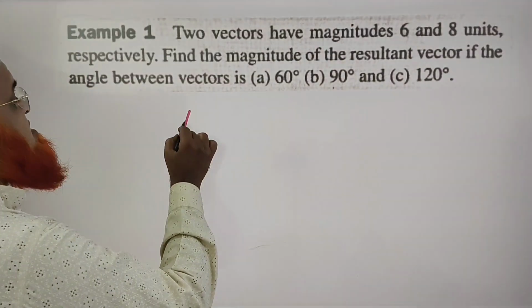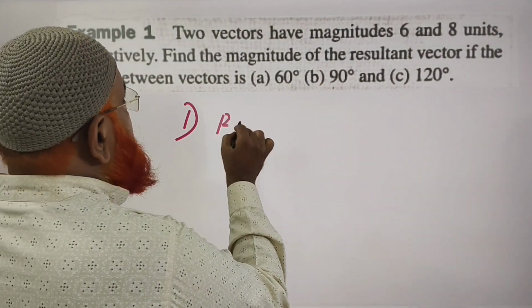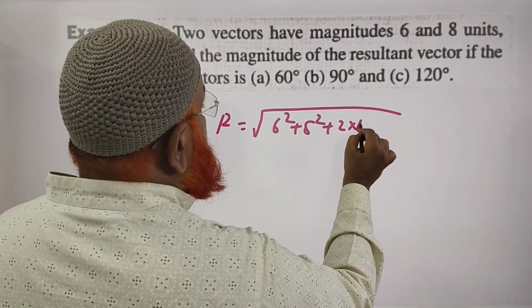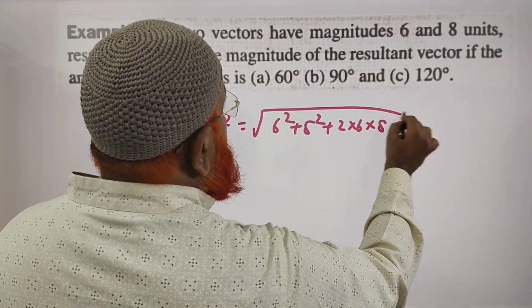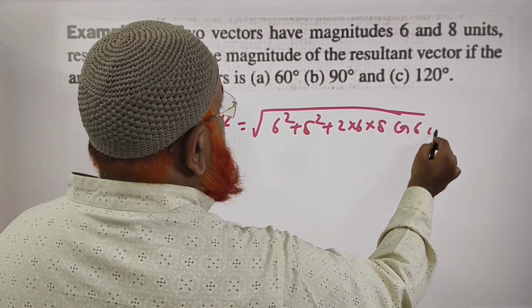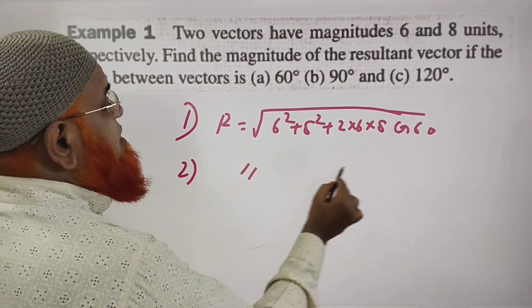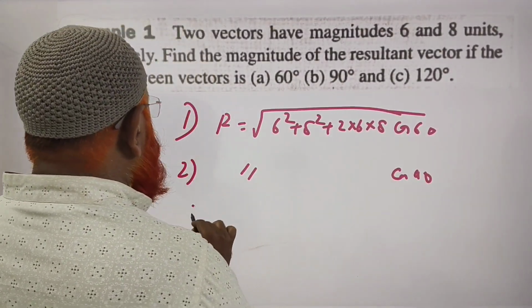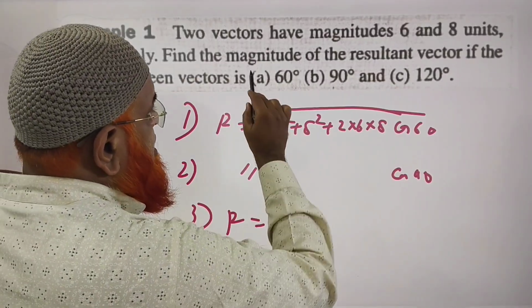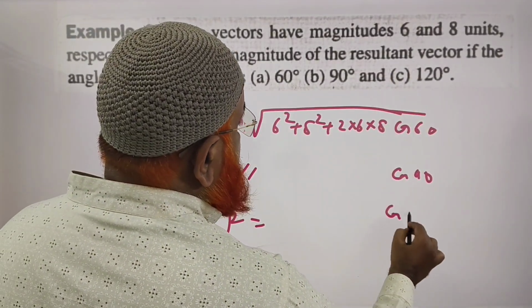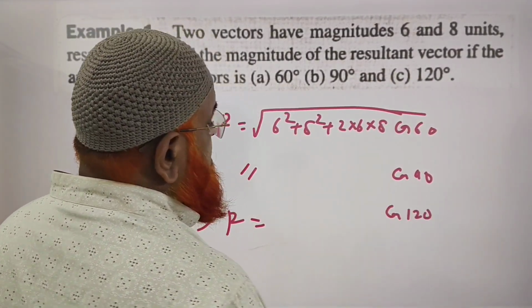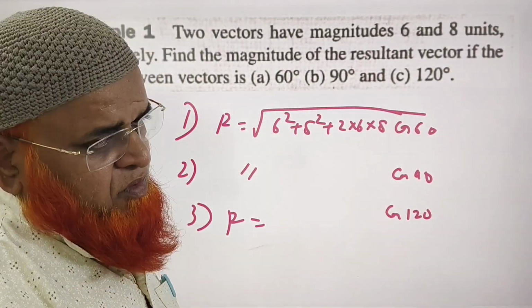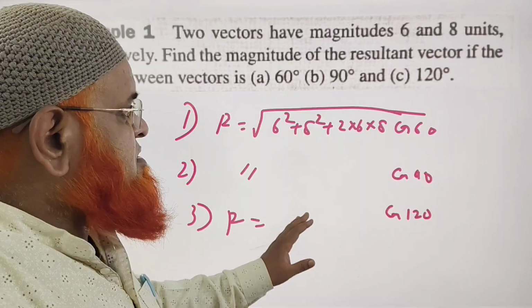The first case, if you consider, the resultant is nothing but 6 square plus 8 square plus 2 into 6 into 8, that is 2ab cos 60. Okay. The second case is the same, but here it is cos 90. The third case is the same, the magnitudes are the same, but here it is cos 120. Cos 90 is 0, cos 120 is minus 1 by 2. This is a simple question, just for practice, how to start.